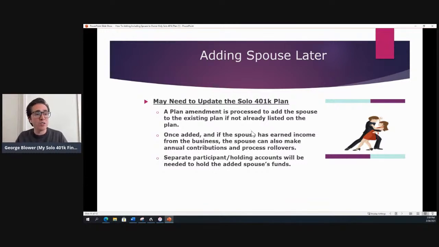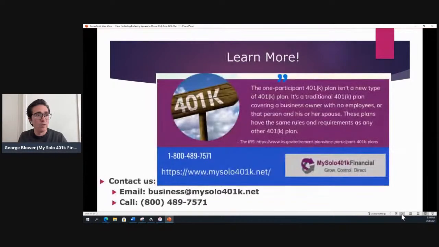Once they're added, and if the spouse has that earned income from the business, the spouse can have their own account. They could start making contributions. They can roll over money. They could take a loan. They can make investments, all the good reasons that the spouse wants to set up an account. And of course, a separate account would need to be set up for that spouse that's being added later. So that's something that we handle all the time for our existing clients. And so, we would guide you through the process based on the facts and circumstances.